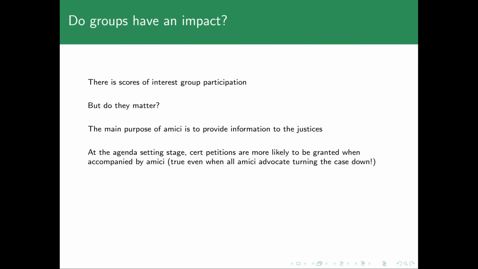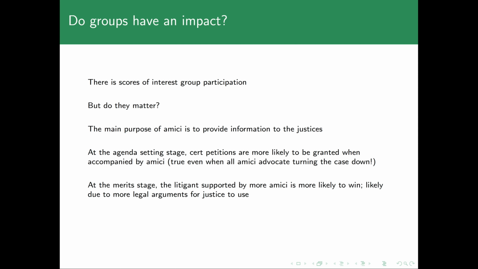We know several things to be true. One, at the agenda setting stage, petitions for a writ of certiorari are more likely to get granted when there are accompanying amicus briefs. This is true even if all the amicus briefs are saying, here's why you shouldn't take this case. We talked about this way back when we did agenda setting. What this means is that participation signals to the justices that a case is important.